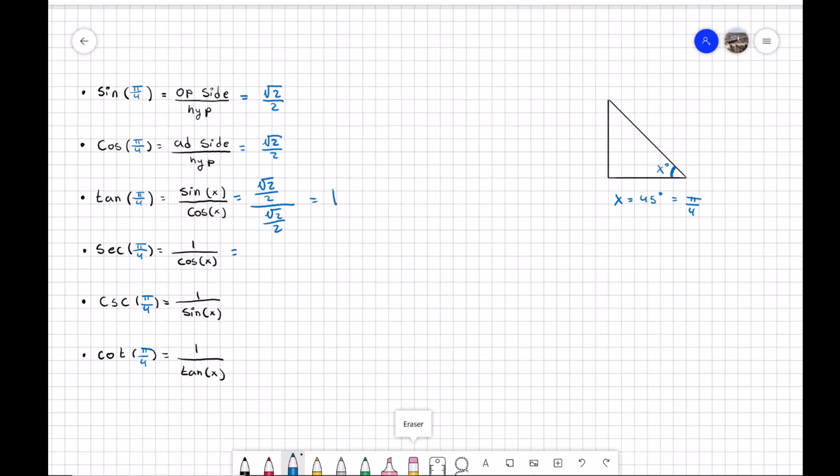Now the secant, we said that is 1 over cosine, and cosine is the square root of 2 over 2. So this is going to be equal to 2 over the square root of 2. Then the cosecant is going to be 1 over the sine, which is the square root of 2 over 2, and again we obtain 2 over the square root of 2. And finally the cotangent, which is 1 over tangent. So we said the tangent is 1, therefore it's going to be the same thing, 1.